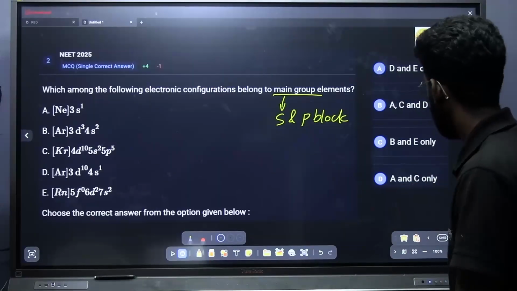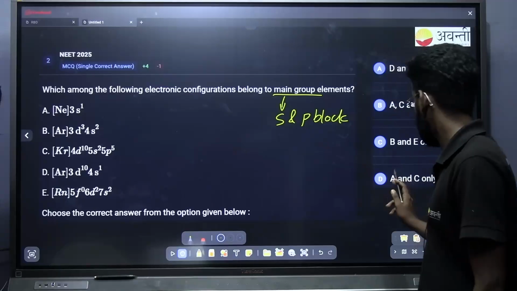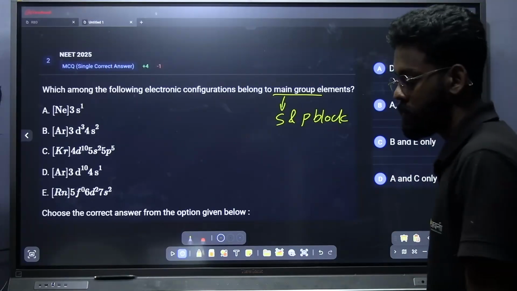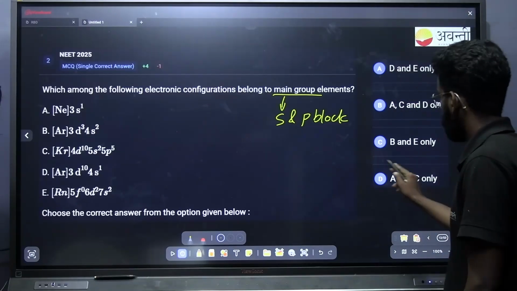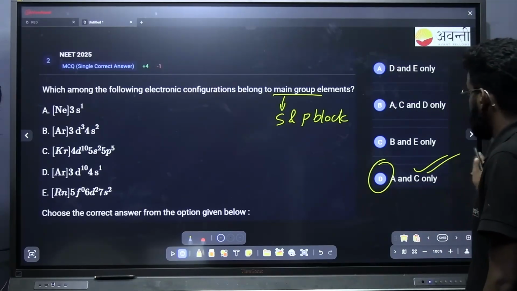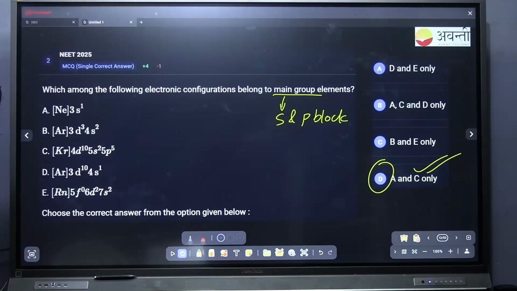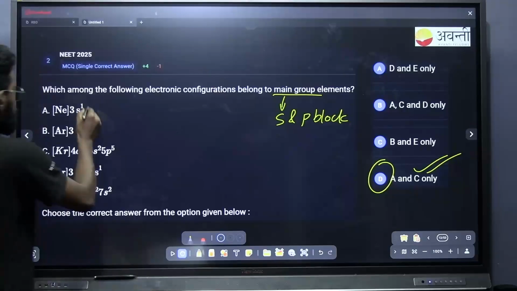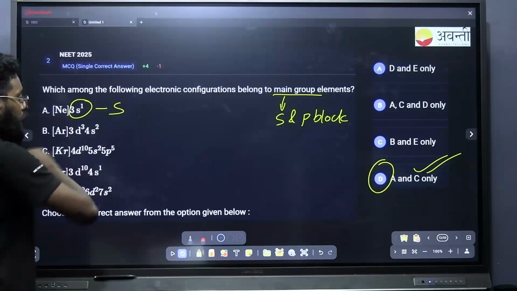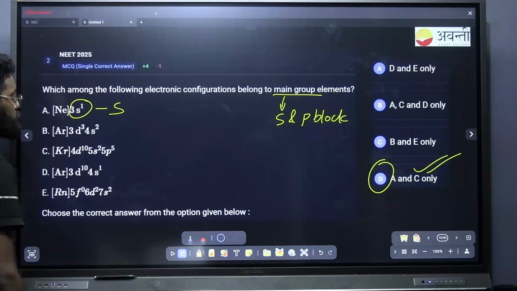Prathamesh is saying option A and C. What about others? Did you get the same thing? Yes, very good. Option A and C is the correct one. And how can we understand that this belongs to S? Here we can see the last electron belongs to the S subshell, so it is an S block.